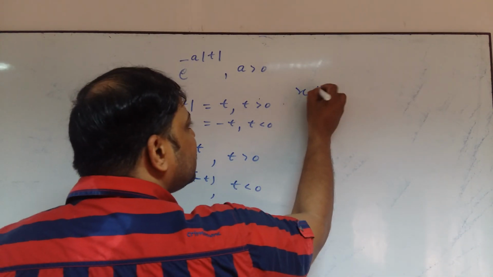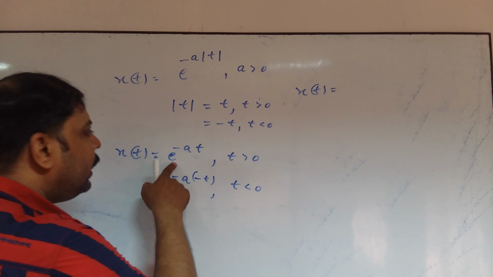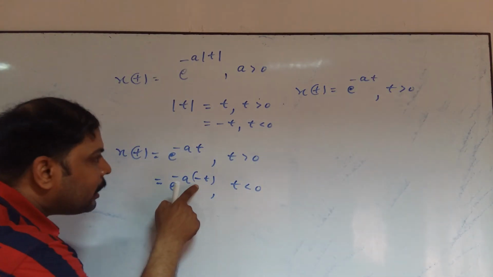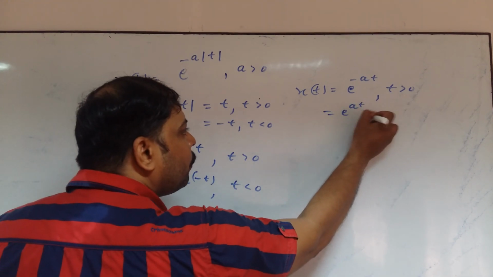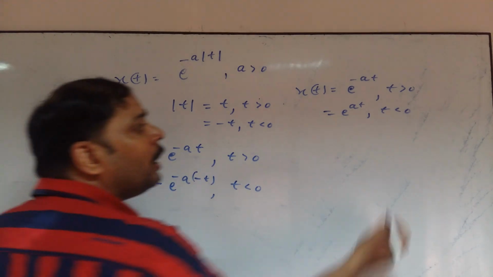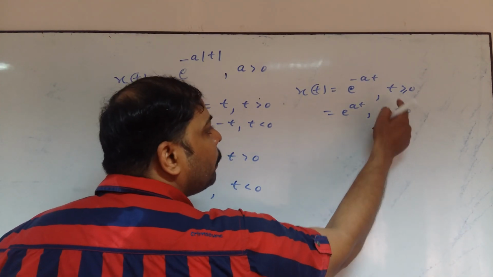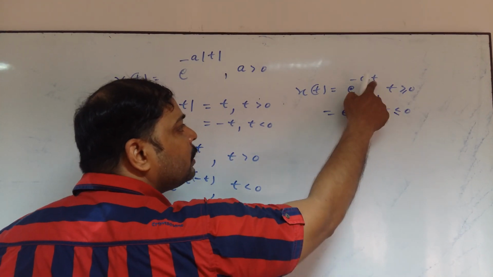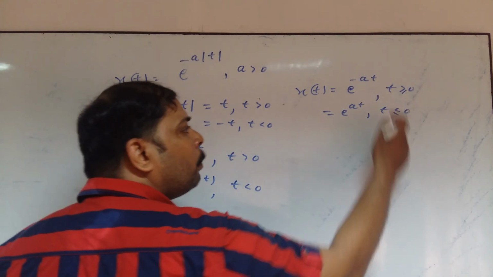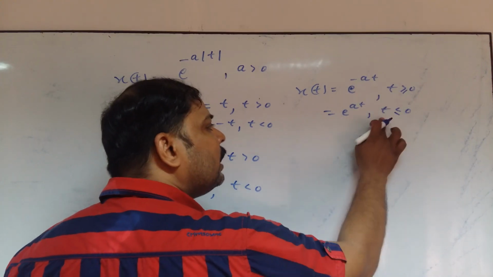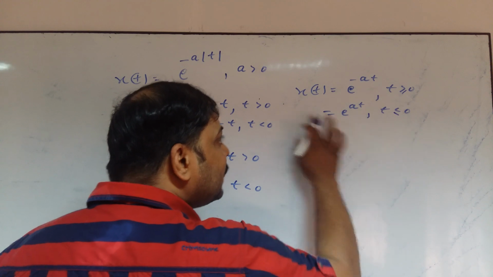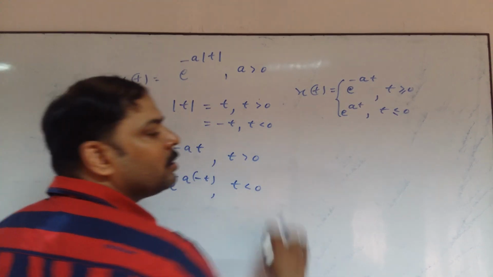That means this will be the equation if you use the definition for mod t. Then see here, x(t) is equal to e to the power minus a t for t greater than 0. Again, minus minus plus, you may write e to the power plus a t for t less than 0. Now see, in both cases you may use the equal sign. Why? Because if you put t equal to 0, e to the power 0 is 1, and in both cases you are getting the same value. So no problem, in both you can put equal to, t greater than or equal to, t less than or equal to. There is no harm. So here x(t) is equal to this much.